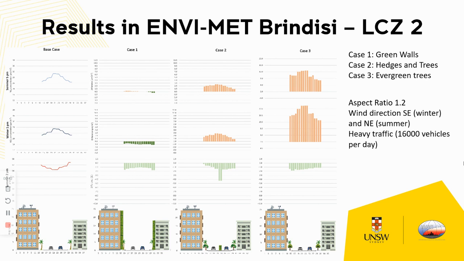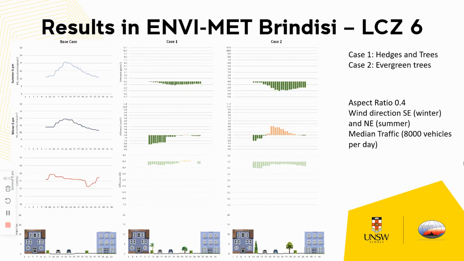Very heavy traffic. This is the hub to go to Albania and other places, so it's a major transportation hub, with a lot of vehicles. That's LCZ 6 on the northern side of the city. You see summer and winter, different times, etc. Slightly different. Here we are only looking at evergreen and hedges and trees. The aspect ratio is very low, 0.4. Wind direction remains the same. And the traffic count is fairly low, almost half.